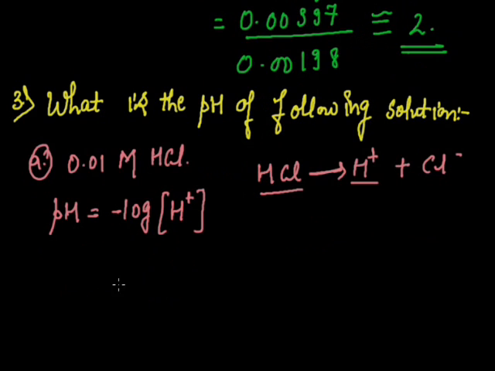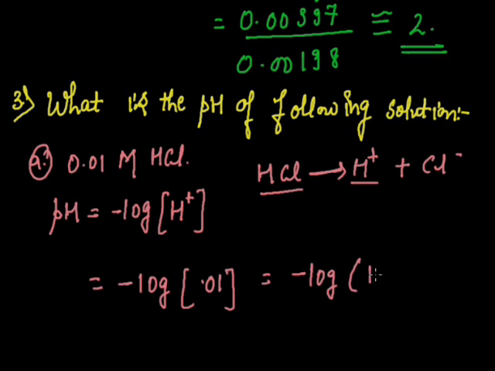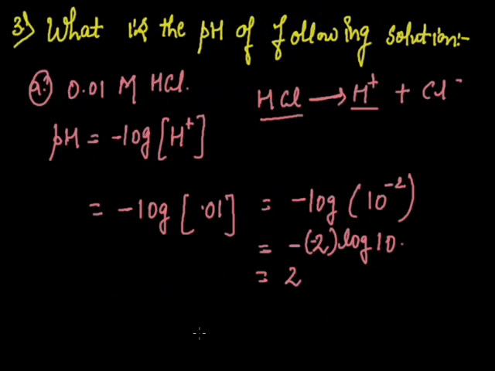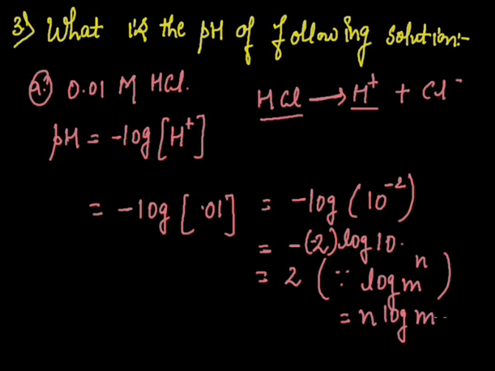So the concentration of the H+ ion will be equivalent to the concentration of the HCl, which is equal to 0.01, and we can also write minus log 10 raised to power minus 2, which will be equivalent to minus minus 2 log 10, and it comes out to be 2, because log m raised to power n is equal to n log m, and here n is 2 and m is 10, but the value of log 10 is 1, so pH comes out to be 2.